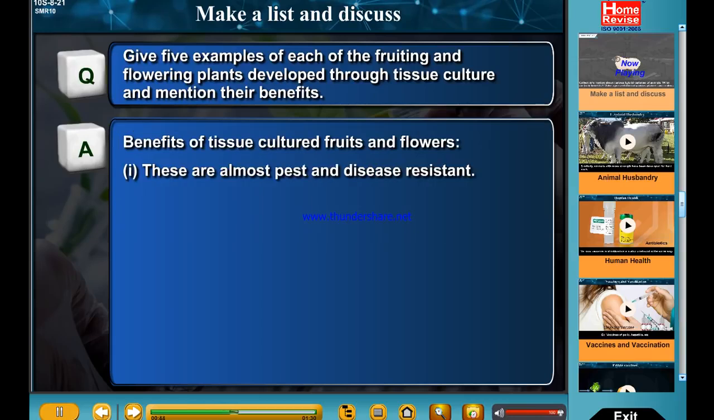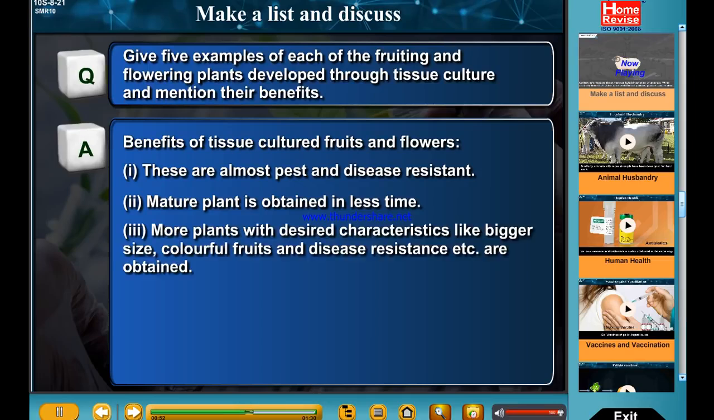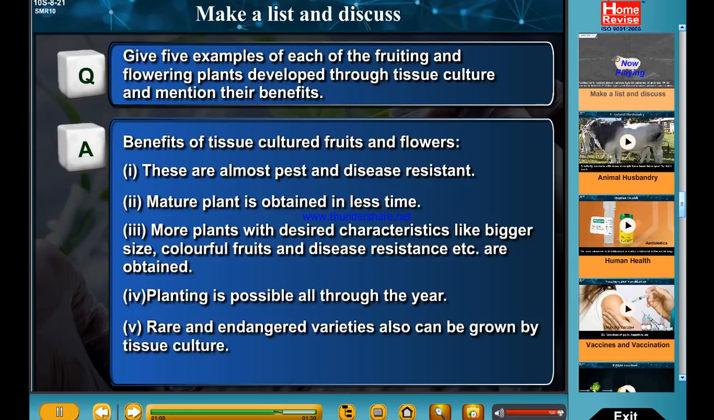First, these are almost pest and disease resistant. Second, mature plant is obtained in less time. Third, more plants with desired characteristics like bigger size, colorful fruits, and disease resistance, etc. are obtained. Fourth, planting is possible all through the year. Fifth, rare and endangered varieties also can be grown by tissue culture.